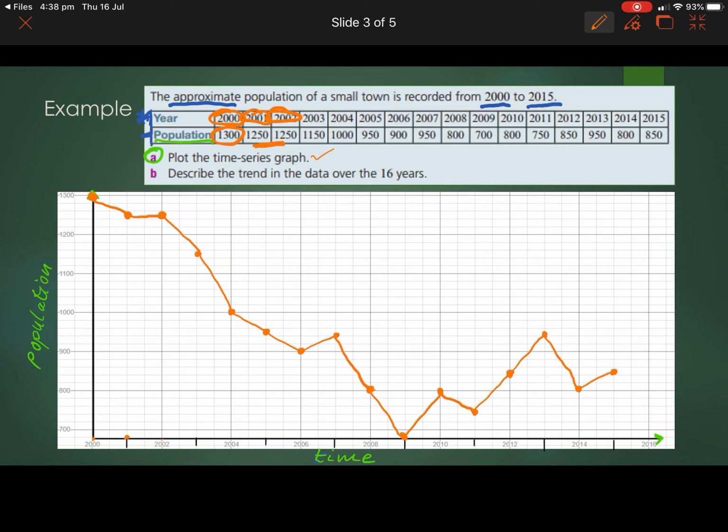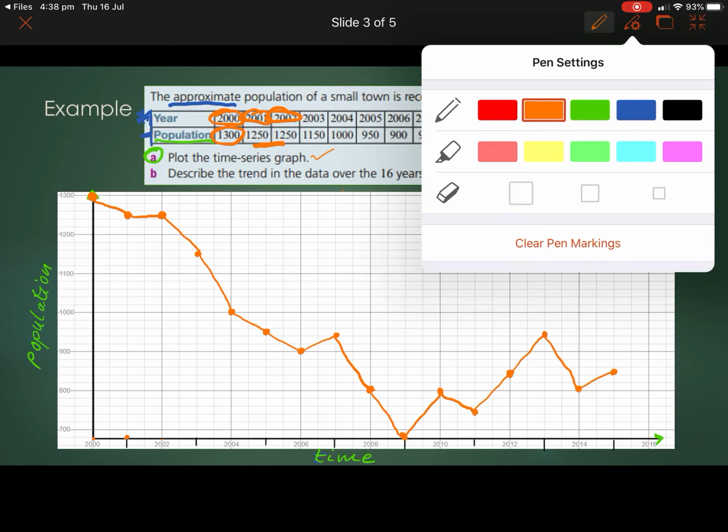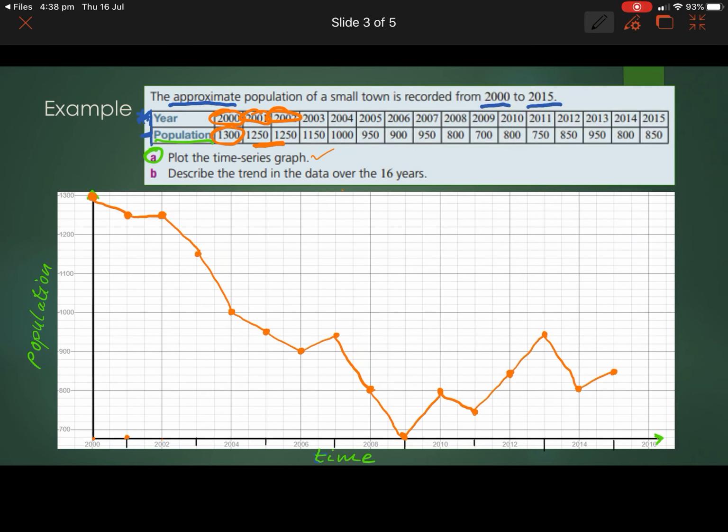Part B says to describe the trend in the data over the 16 years. So what is happening? That's what that's asking. I'll do that in blue over here on the side. You can see that I would write the population decreases, because see how it's going in the direction of going down.